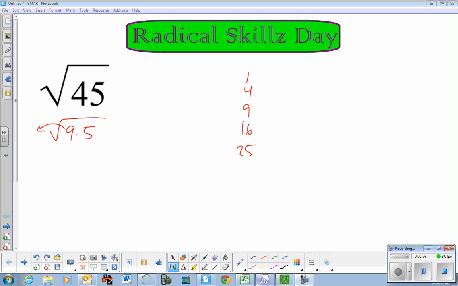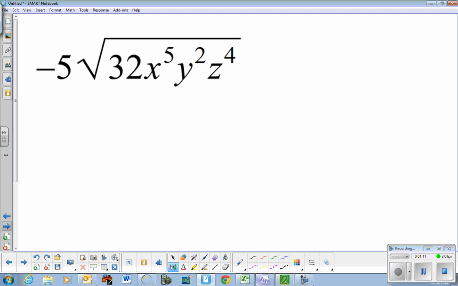Only perfect squares are allowed to come out. We're left with 3 times the square root of 5. All right, nice simple one to start with. Common things will be taking the 9 out and not square rooting it, but just don't overlook that and you should be fine. Okay, a little bit more difficult.